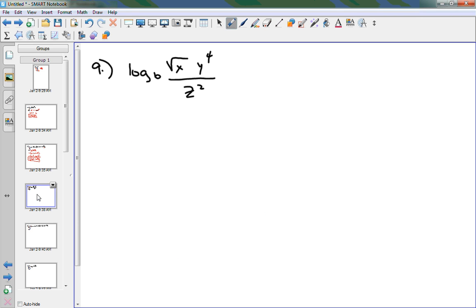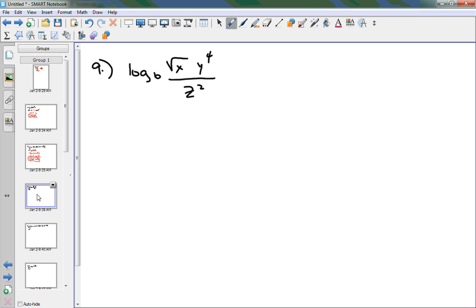Number 9. Number 9 said expand each of the following. Whenever I say expand, what does that mean? Makes it bigger, longer, right? So I need to expand this not into one logarithm, but several logs put together. Do we understand that? So what do you first notice about this?